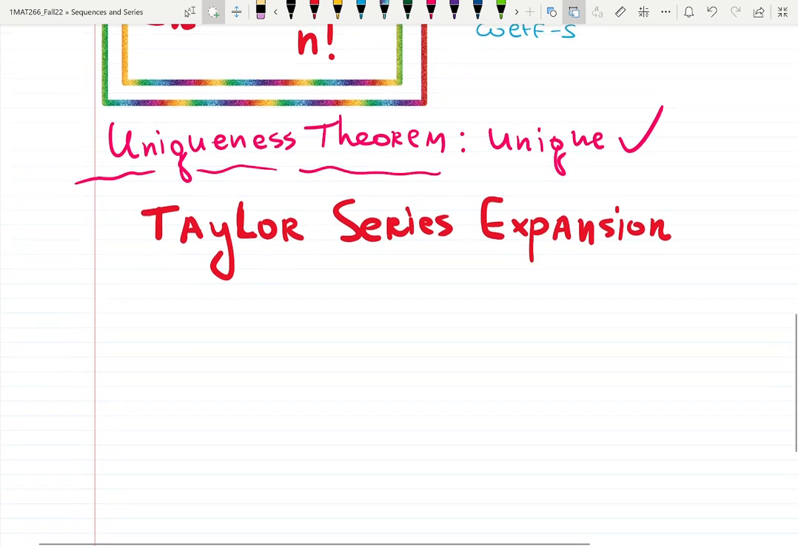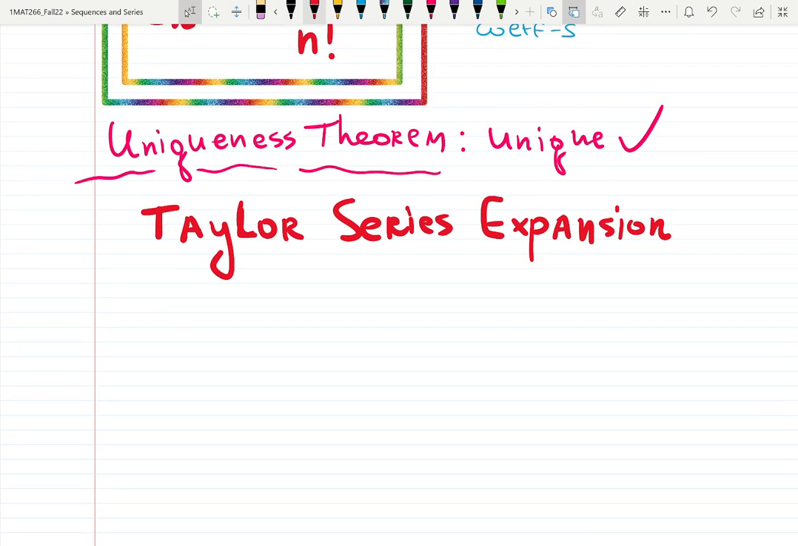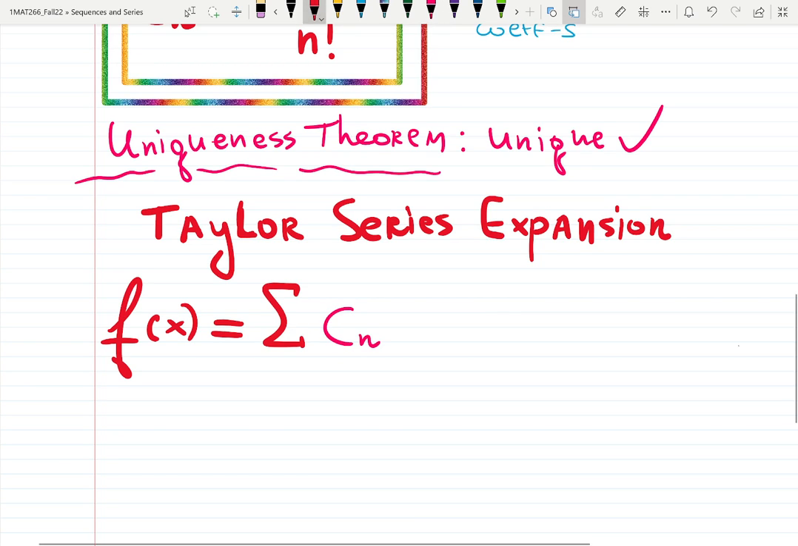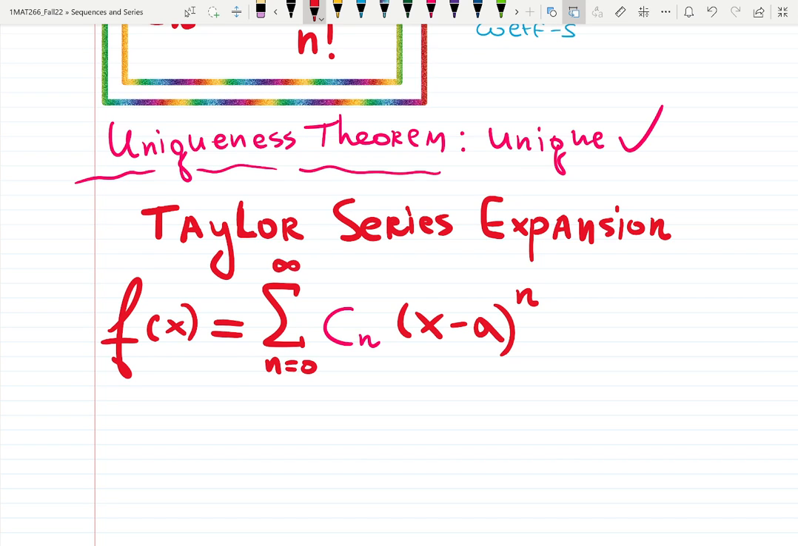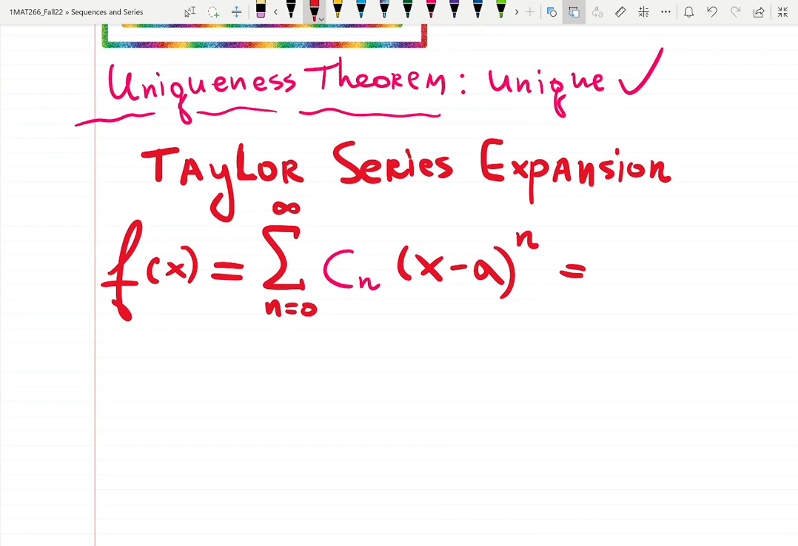The Taylor series looks like this. This is the most important part. Any function f of x, with some restriction on it, can be written as a power series with the coefficients c sub n: c sub n times (x minus a) to the n, where n is from 0 to infinity. That doesn't really explain anything, so let me rewrite it. The coefficients have a formula.